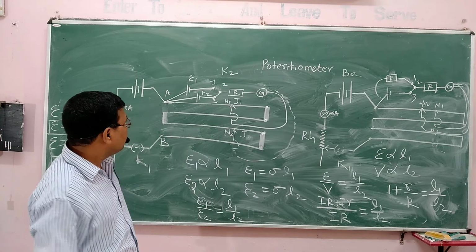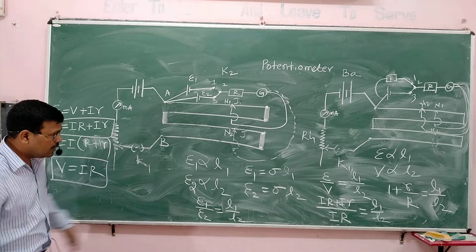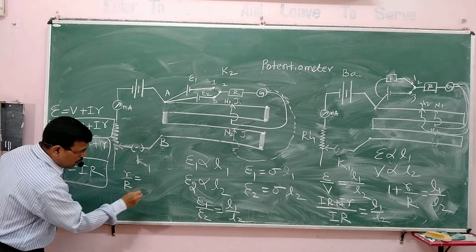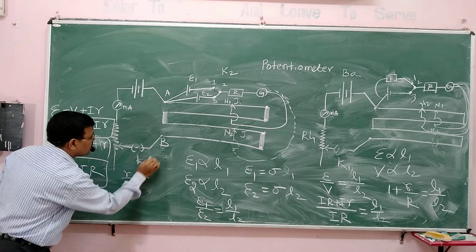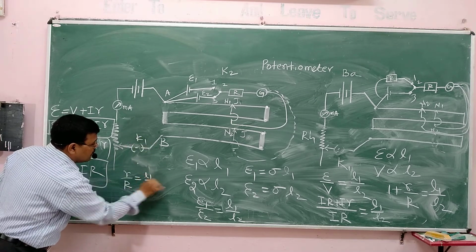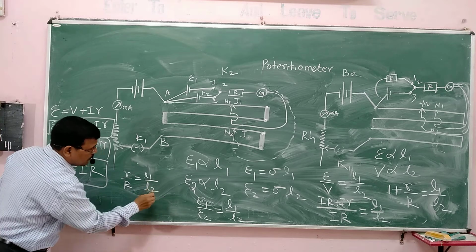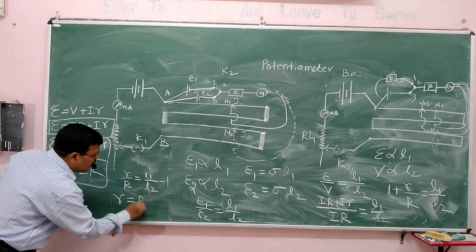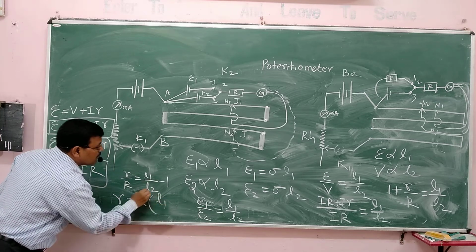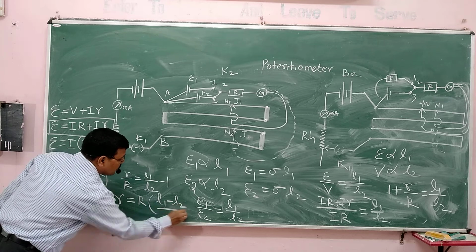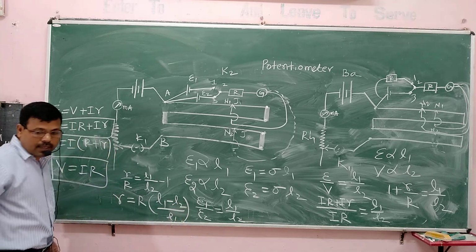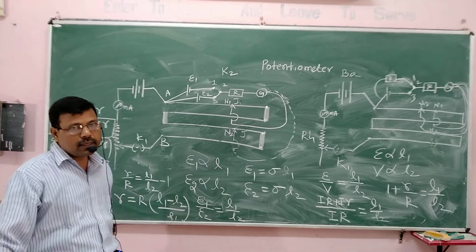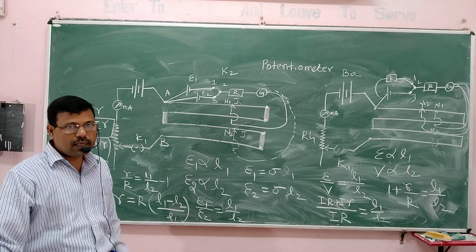Then R plus r by R is equal to L1 by L2. Subtracting 1, r by R is equal to L1 by L2 minus 1. Then r is equal to R in the bracket (L1 minus L2) by L2. This formula is used to determine the internal resistance of a given primary cell.